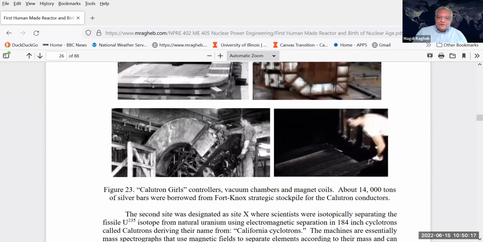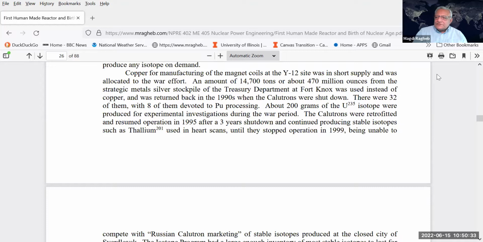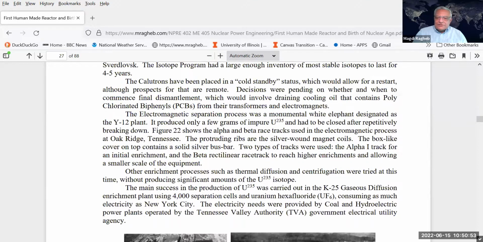So these were the coils of the calutrons being built. And as you could see, it was a major industrial effort that took the whole industrial might of the United States at the time. They used 14,700 tons, or about 470 million ounces, from the strategic metal silver stockpile at Fort Knox. The site was designated as a White Elephant site. You can visit it maybe if you drive by Oak Ridge, Tennessee.